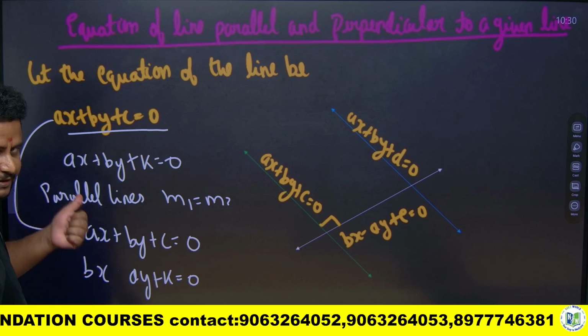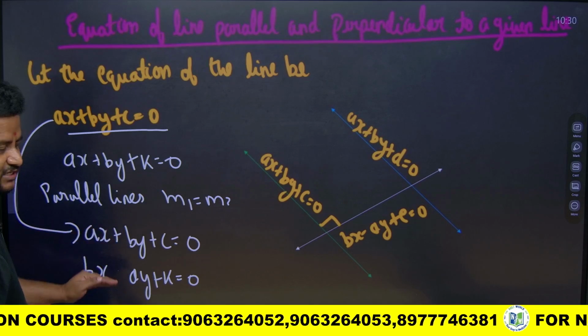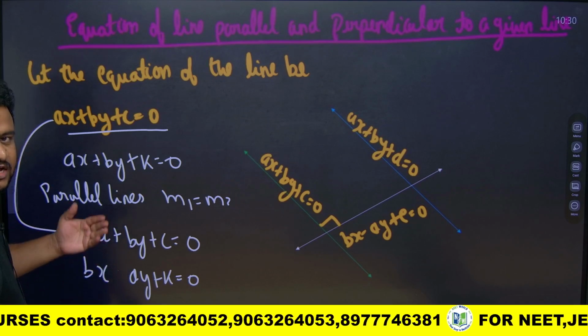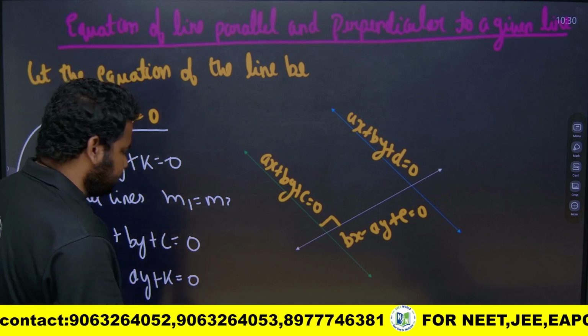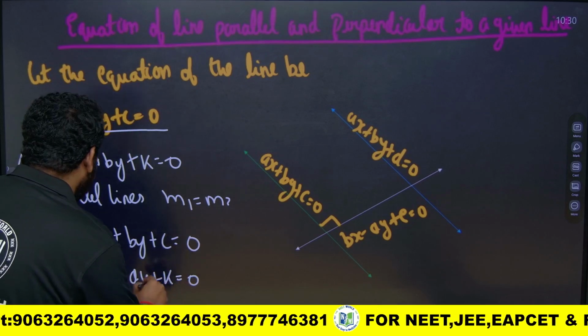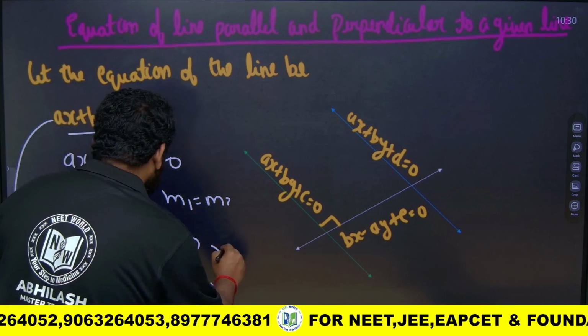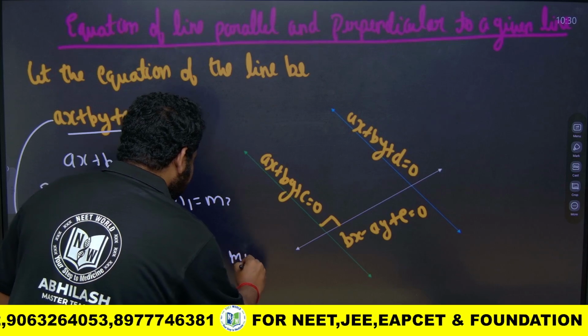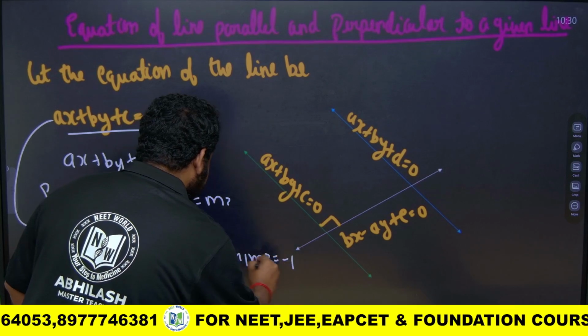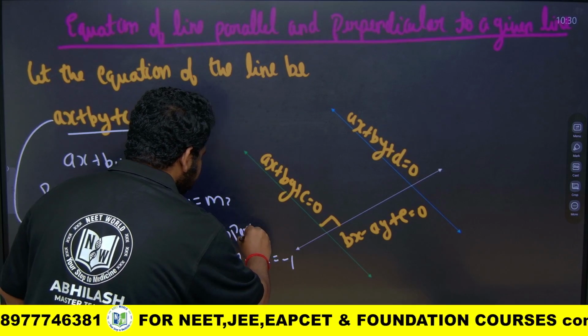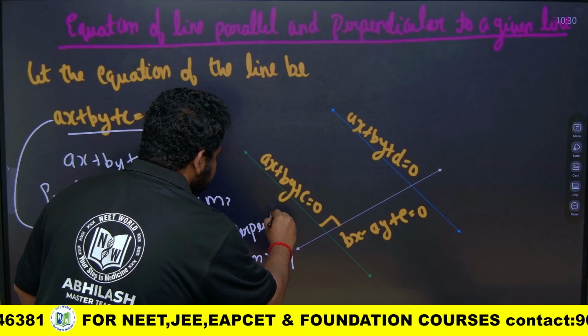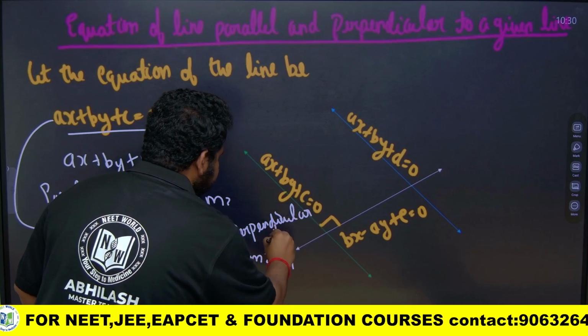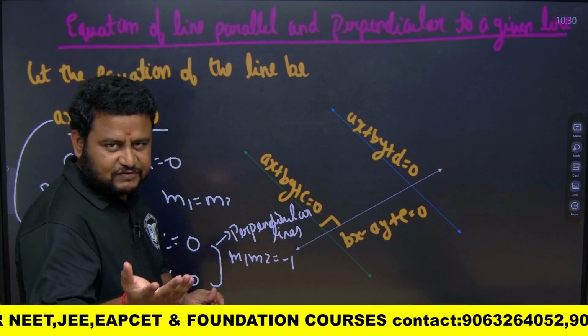One thing is it will become crisscross and the sign will change. Here it is positive means here it will become negative. Here it is negative means here it will become positive. So plus will become negative here. This is a perpendicular line. m1 m2 will be equal to minus 1. Perpendicular lines. Clear, friends? Okay.